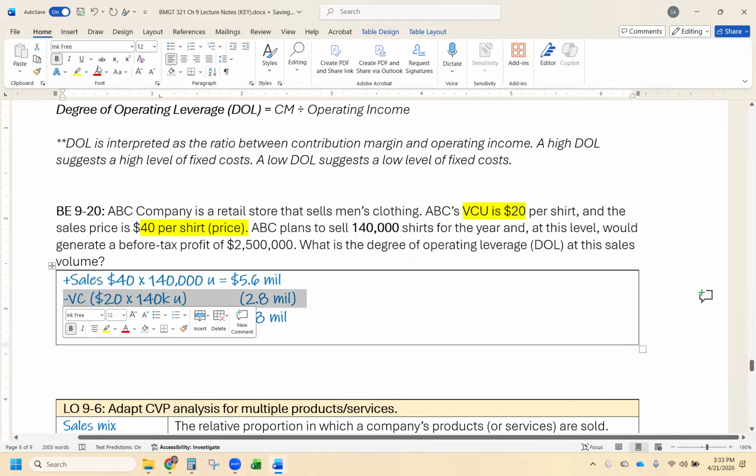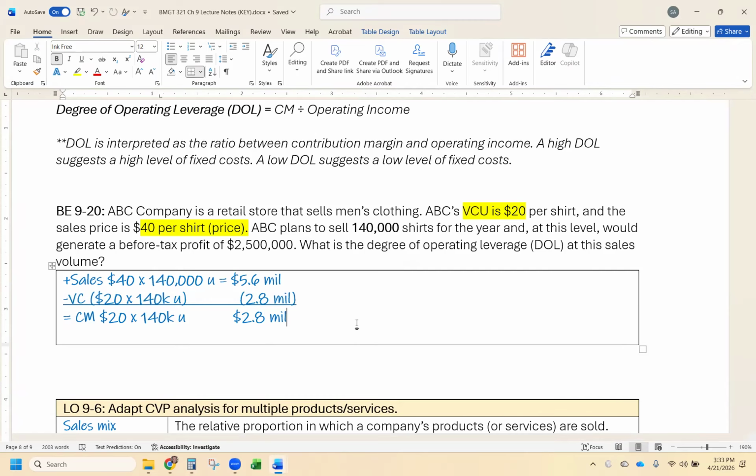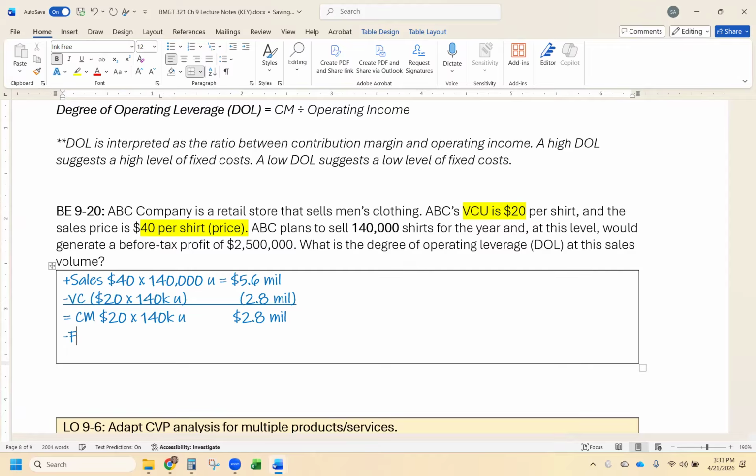And this is the typical setup for the contribution margin income statement. So we have sales minus variable costs equals our contribution margin instead of sales minus gross profit. I'm sorry, sales minus cost of goods sold equals gross profit. So we'll get the contribution margin instead of our gross profit. And after this, we have to subtract our fixed costs.